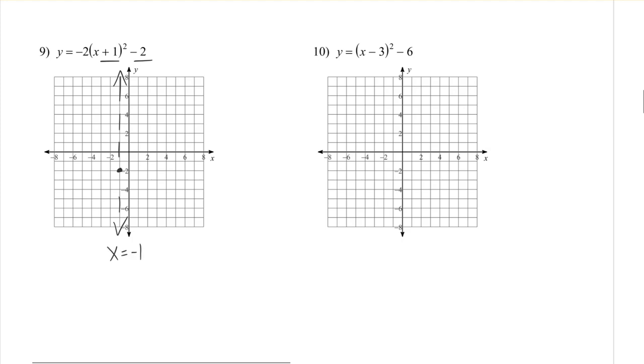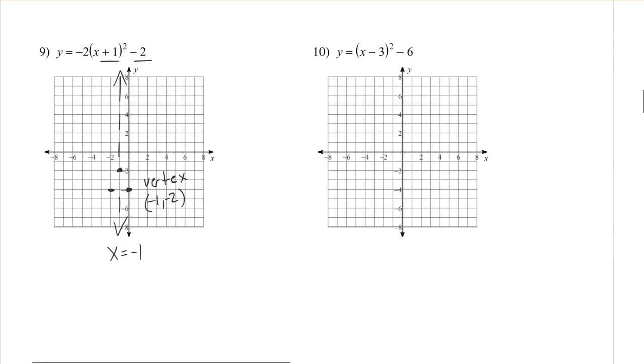x equals negative 1. Vertex is negative 1, negative 2. We're going to plug in a 0 for x. 0 plus 1 is 1. 1 squared is 1. 1 times negative 2 is negative 2. Negative 2 minus 2 is negative 4. So 0, negative 4. On the other side, we go right here to negative 2, negative 4.